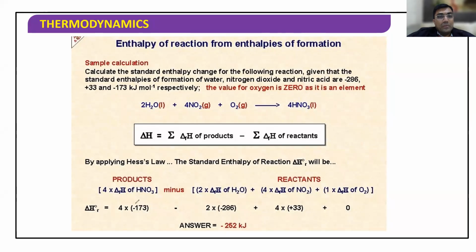So 4 into minus 173 minus reactants. This is 0. Water is given as minus 286, so 2 into minus 286. Then 4 into 33, and this is 0. So the answer will be the heat of reaction. Clear or not? Yes, sir. So this is how you have to find the heat of reaction when the heat of formation is given.